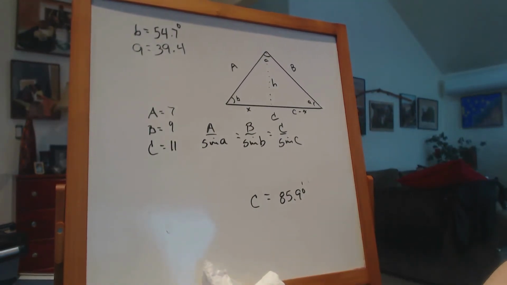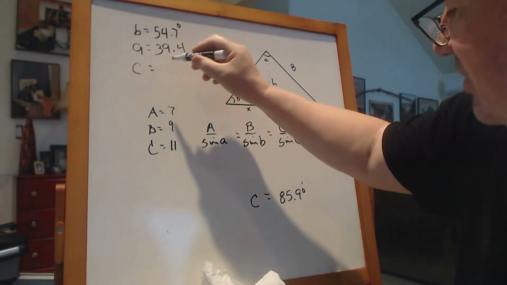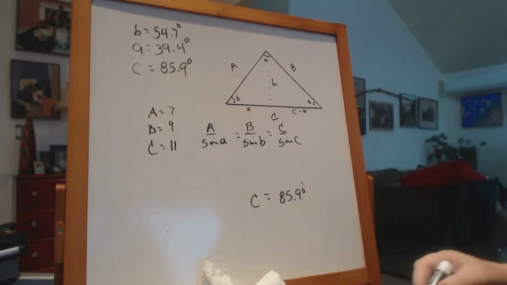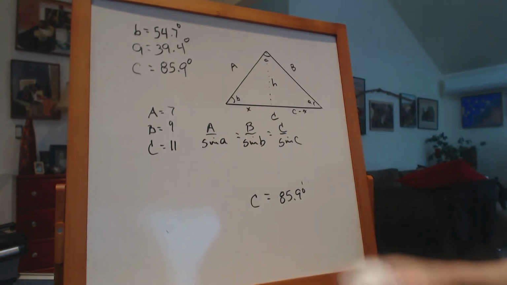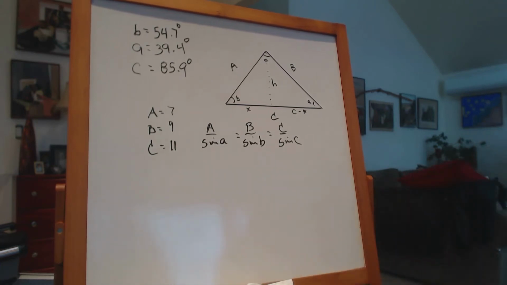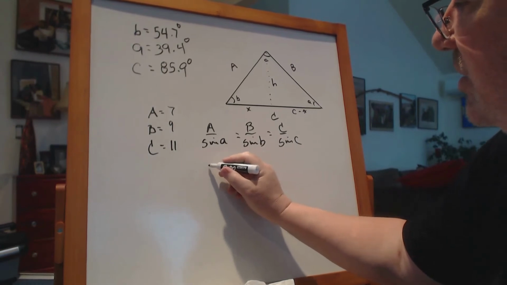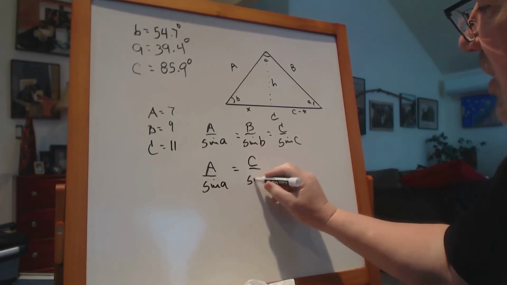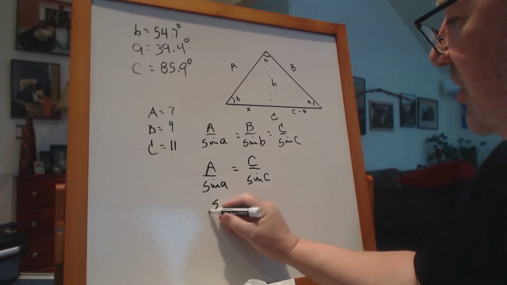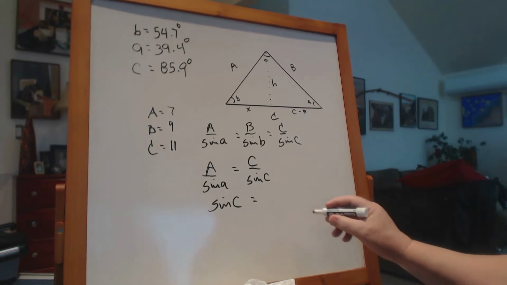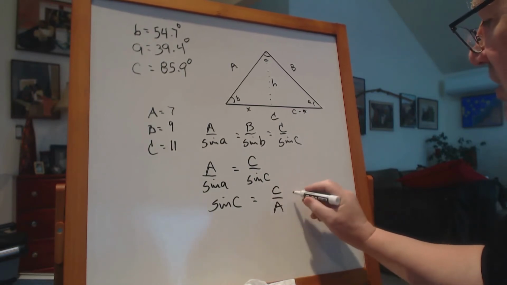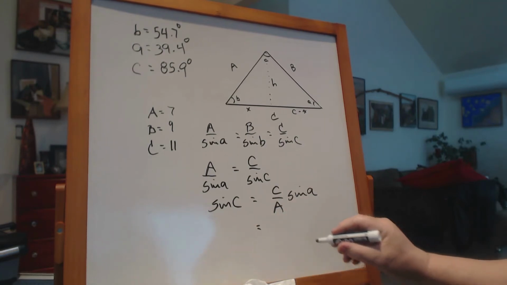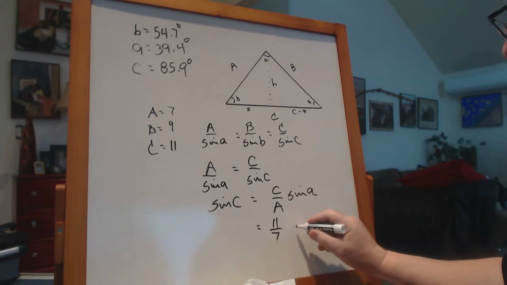That we had calculated using our knowledge of E, 5.9 degrees. And let's see how the law of sines works for us. So let's try A. A over sine A equals C over sine C. Well, sine C is equal to C over A times sine A, and that is equal to 11 over 7 sine of A.